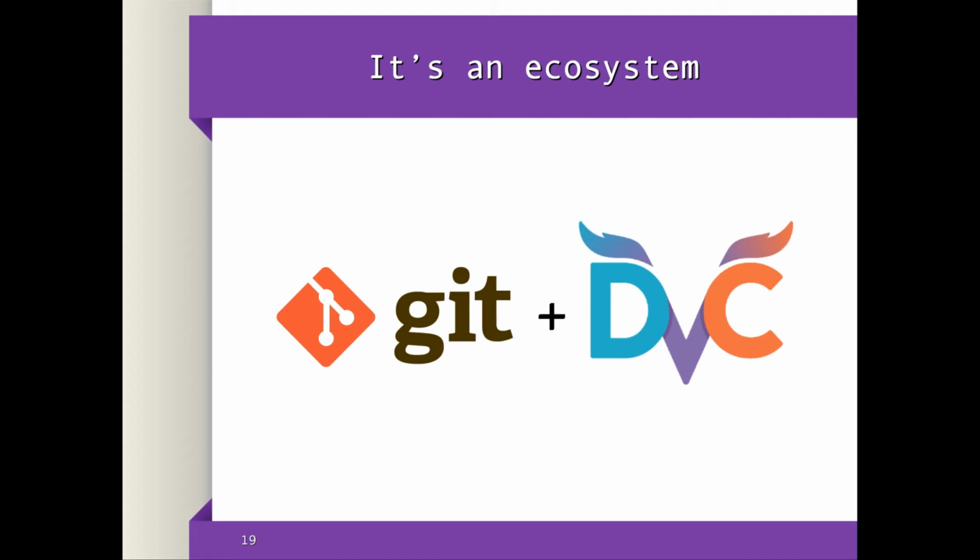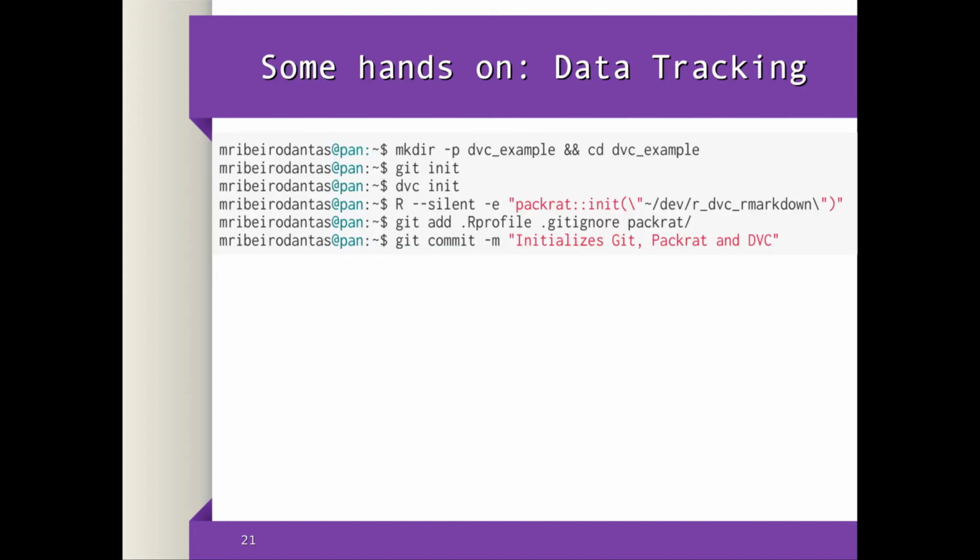So let's do some hands-on for data tracking. At the beginning, I'm not doing any data tracking at first. I'm just creating a folder. I'm going to use git init to initiate this folder as a Git repository. In the same way, I'm going to do a dvc init to initiate this Git repository also as a DVC repository. I'm going to do some commands in R just to do a few things. I'm going to commit that. So far, no data tracking.